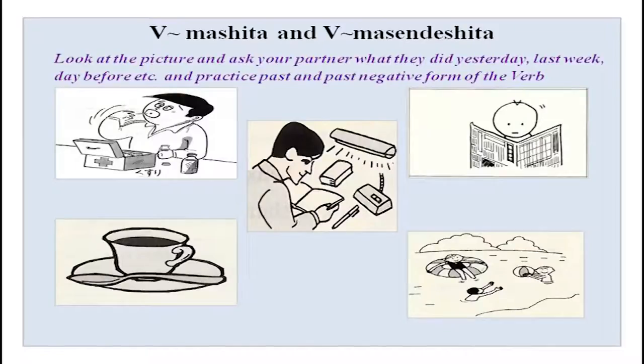Well, we have also done in one of our previous lessons earlier, before adjectives, I think, mashita and masen deshita. So well, you can look at these pictures and ask your partner what they did yesterday, last week, day before, and practice past and past negative form of the verb. Last week, day before, yesterday, last month, they are all time expressions. So you can use these time expressions with past form of the verb.